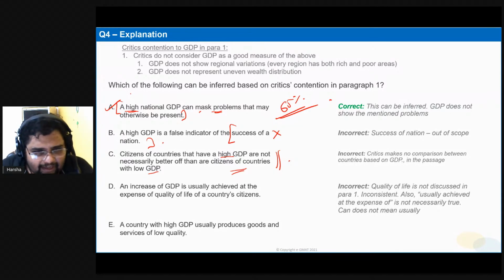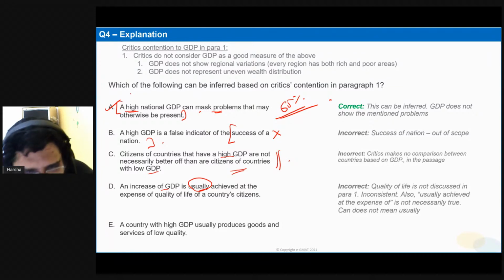Option D is completely not the correct answer. It talks about increase of GDP usually achieved. Again, look at that one word. You know that word will make it incorrect. Achieved at the expense of quality of life. Again, we don't know anything about quality of life. And I'll tell you one more thing. We have it both with option D and option E.